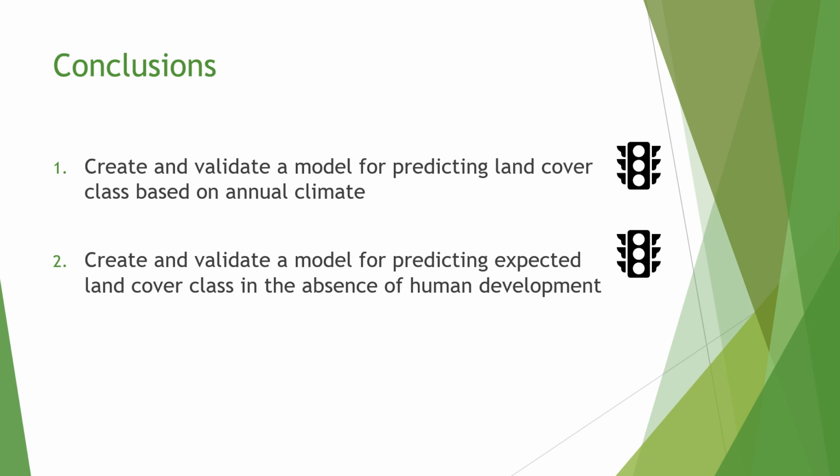So in terms of conclusions, for our first objective to create and validate a model for predicting land cover class based on annual climate, I'd give it a yellow light. We did successfully create a model, but the accuracy leaves some things to be desired. And this is the same for our second objective, creating and validating a model for predicting expected land cover class in the absence of human development, where the accuracy of our predictions leaves some room for improvement.